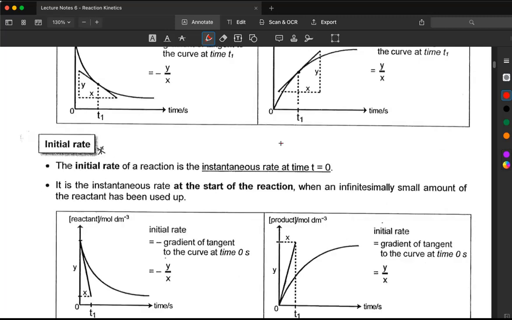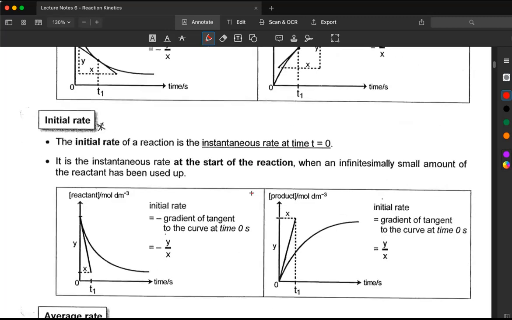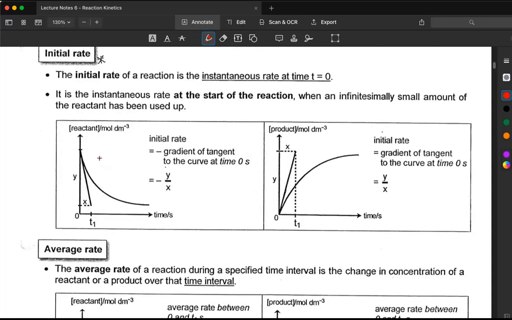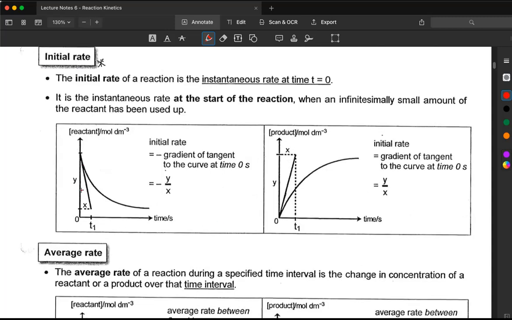The initial rate of the reaction is the instantaneous rate at time equals to 0. Okay, it indicates that at the start of the reaction, only a small amount of reactant is used up. So the initial rate is normally highest, okay? Because at the start of reaction, we have the maximum amount of reactant present. So this is how we can use the graph to obtain the tangent at the initial rate.